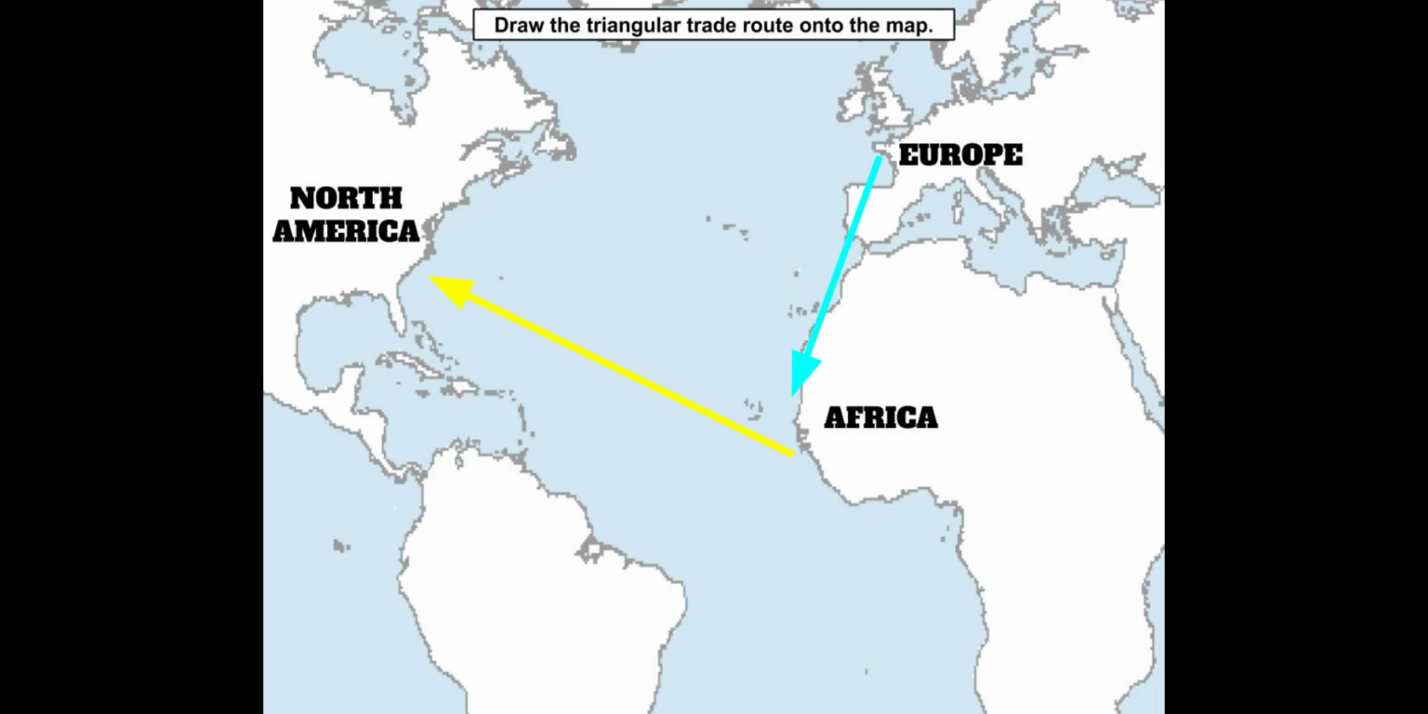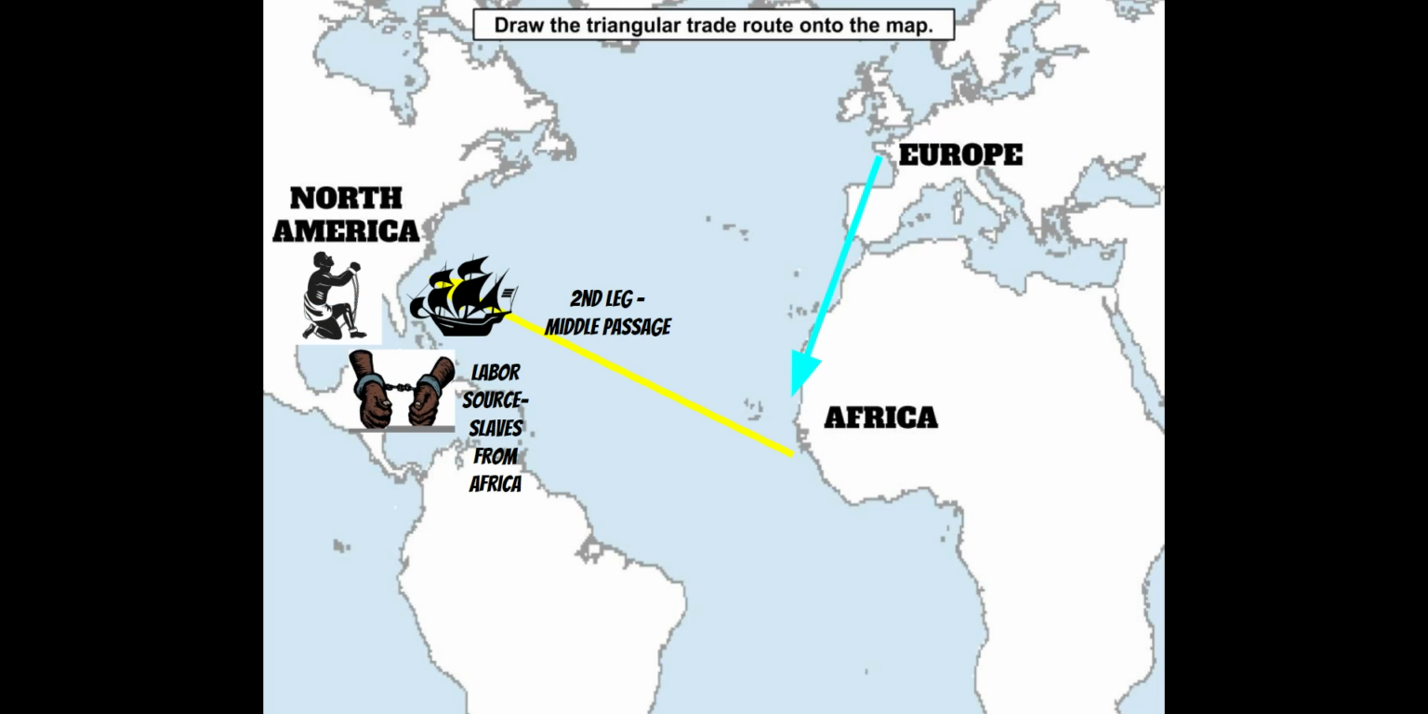And that second leg went, most of the time, from Africa to North America, but also to different places in South America and maybe even what we now call the West Indies. And the second leg was called the Middle Passage. Okay, now the ships would leave Africa and travel to North America, and they brought with them one major trade good, which was people, a labor source.